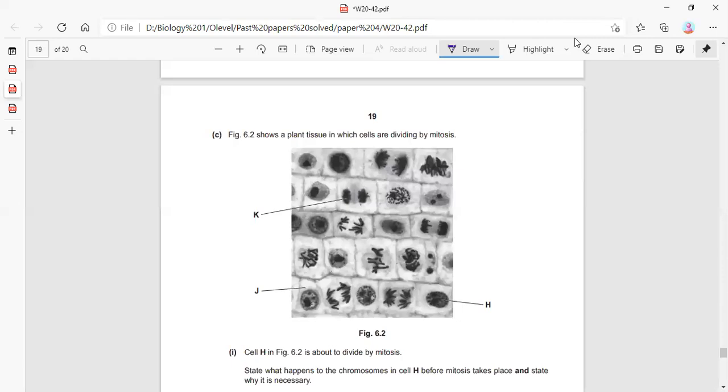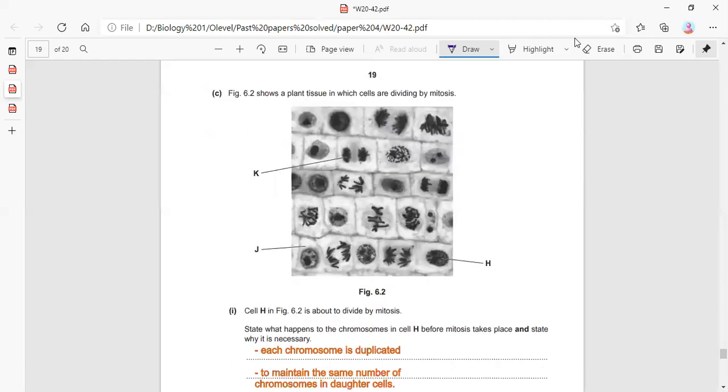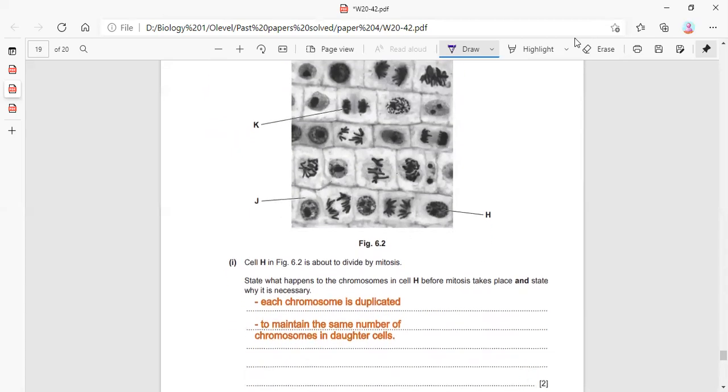C. Figure 6.2 shows a plant tissue in which the cells are dividing by mitosis. Cell H, this is the cell H, it is about to divide by mitosis. What happens in the chromosomes before mitosis take place and state why is this necessary?